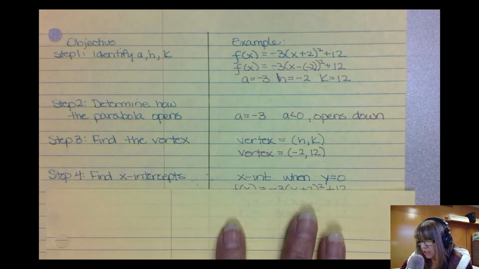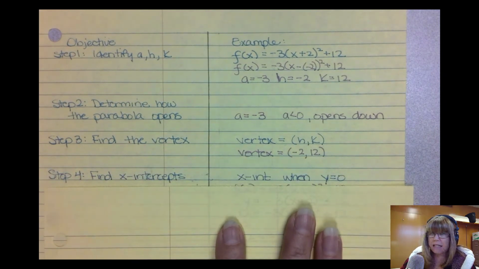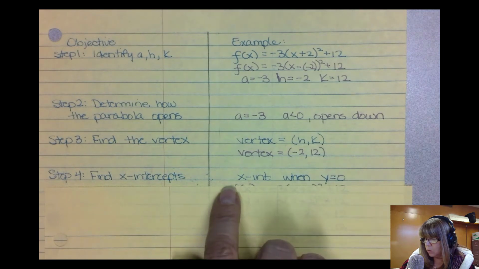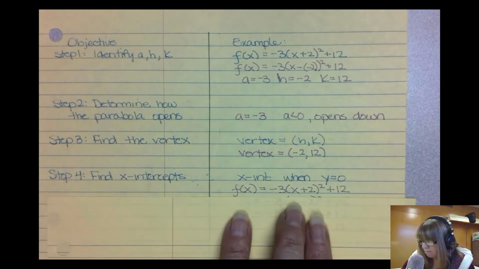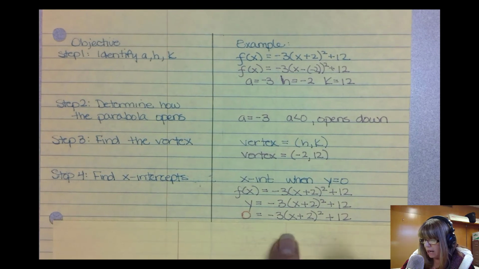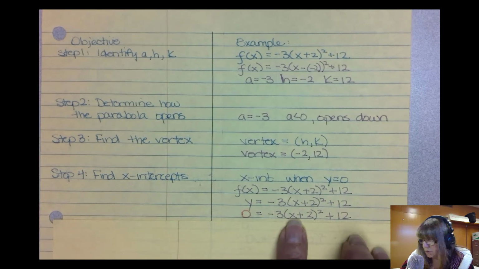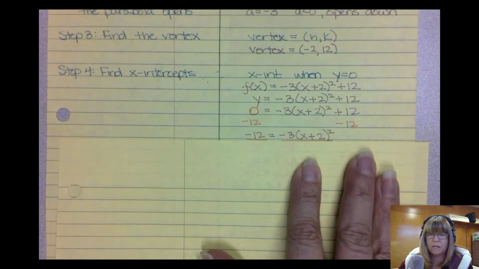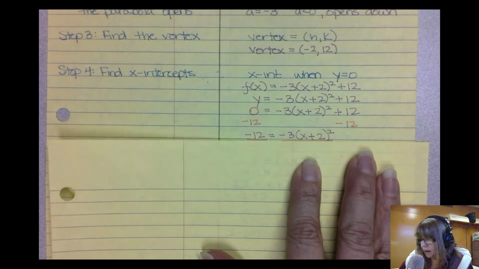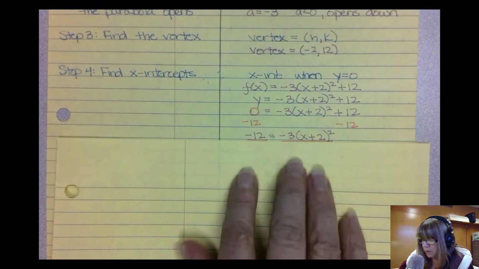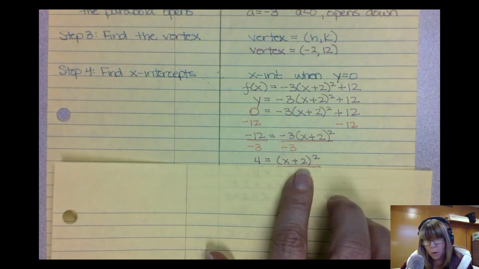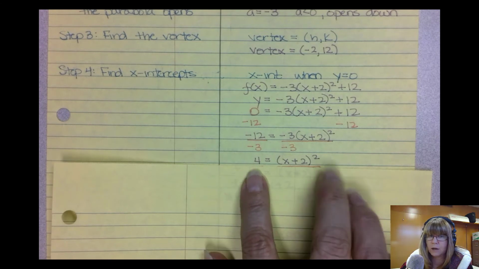Step 4, let's find the intercepts for our x-intercepts. Now, our x-intercept is when y equals 0. So we're going to set this whole entire function, our f of x, to 0. And by doing that, we're now going to solve for our x values. So I'm going to go ahead and subtract 12 from both sides, and I get -12 equals -3 times (x plus 2) all squared. I am going to divide both sides by -3, and we get 4 equals (x plus 2) all squared. I'm going to go ahead and take the square root of both sides, and I have to remember that on the left now because my squaring's on the right.